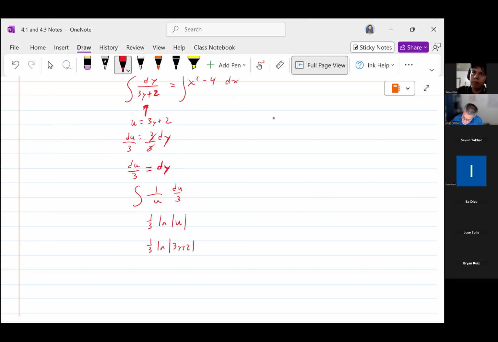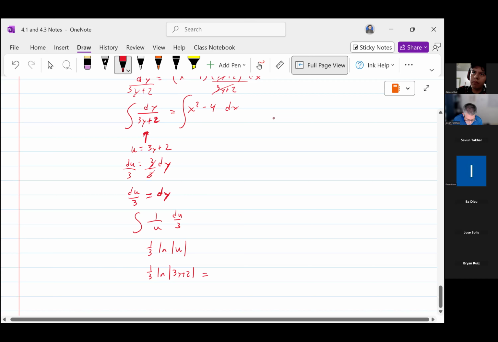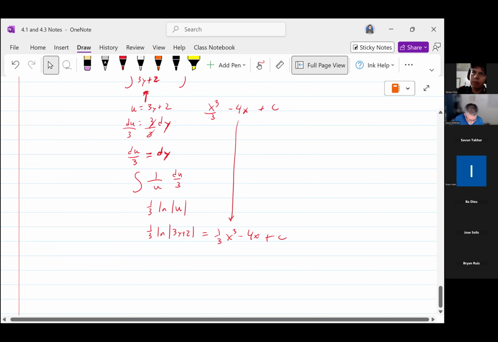So now we want to figure out, well, what is this equal to? It's equal to the right side. So let's integrate the right side. This one's a little bit easier. The integral of the right side is going to be x cubed over 3 minus 4x plus c. Let's bring that down. I'm going to put a 1/3 here: 1/3 x cubed minus 4x plus c.